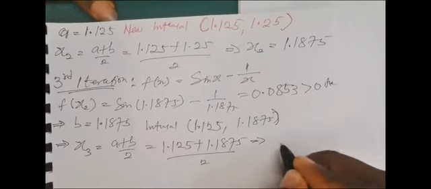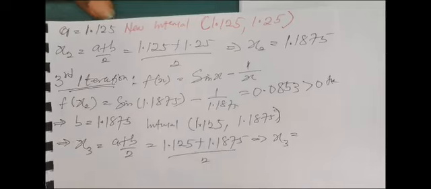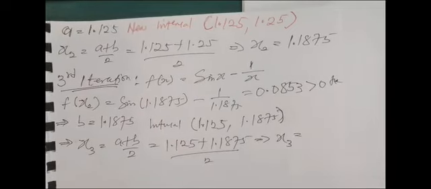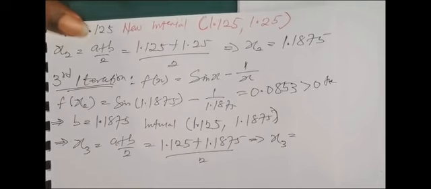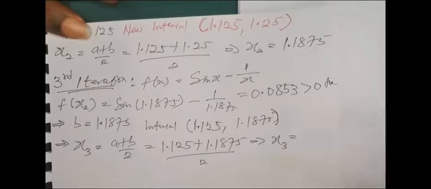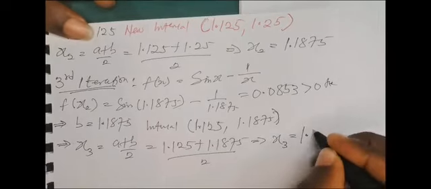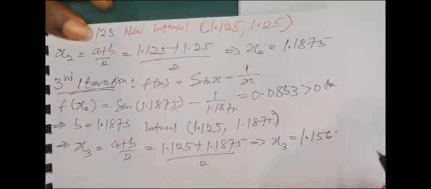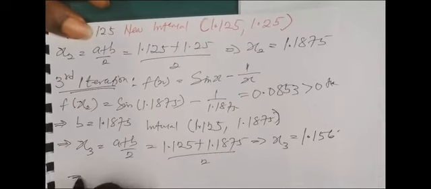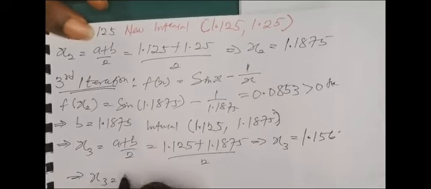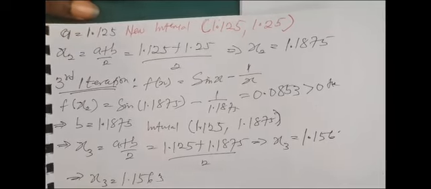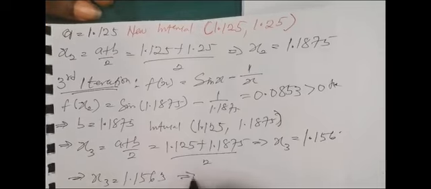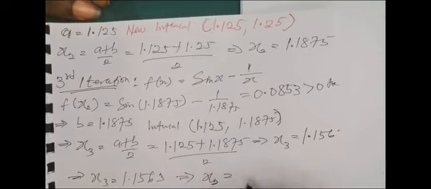So this implies S3 is equal to, so let's find the value of S3. S3 simply gives us 1.1563. I can put it here. So x3 equals 1.1563 approximately. So let's compare this root with the previous root, S2.